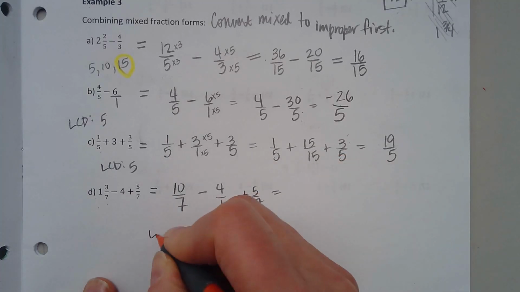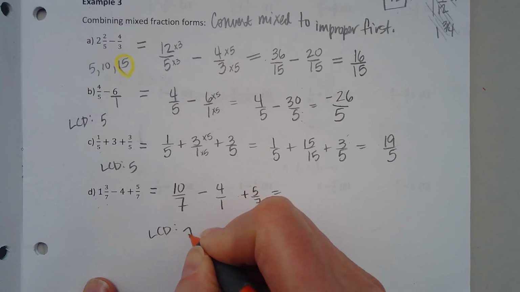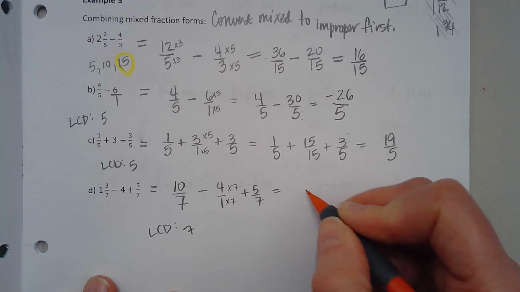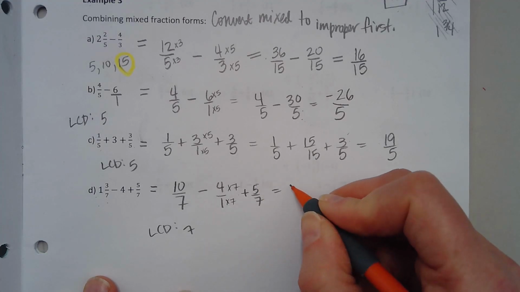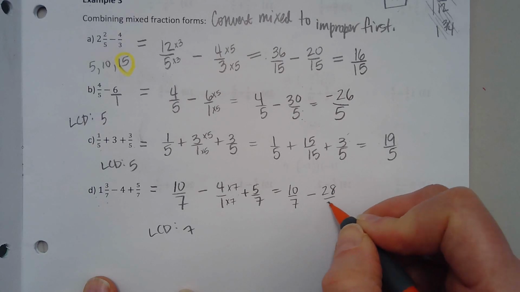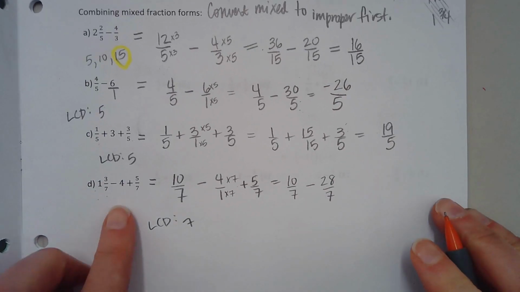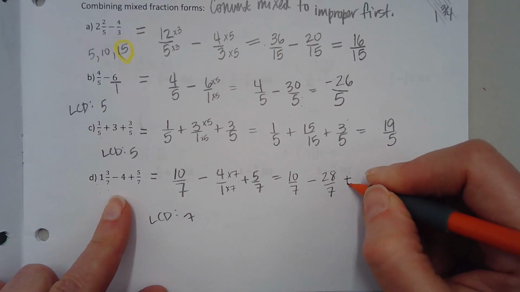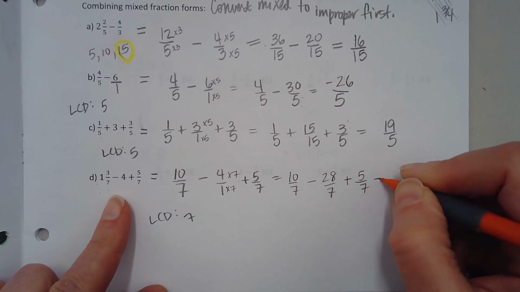So my LCD is 7. So all I have to do is multiply my middle term. And that gives me 28 sevenths in the middle, right? And some people can look at the 4 and jump right to 28 sevenths. That's great, if you want to avoid a few steps.